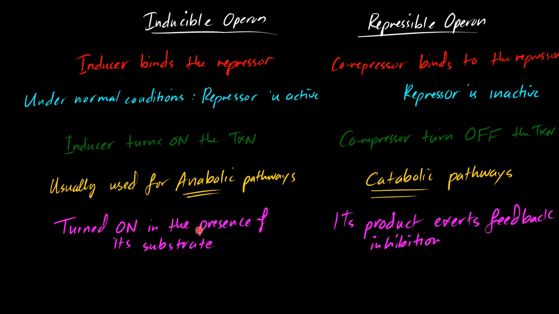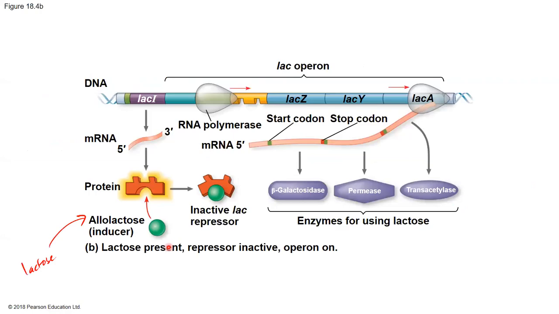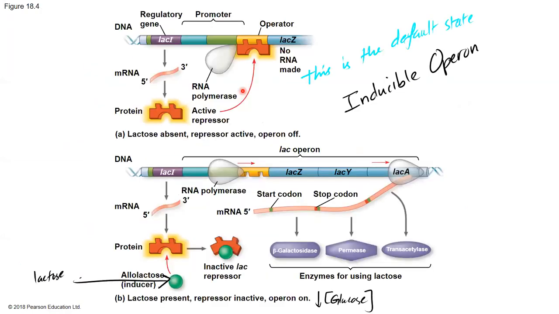So, turned on in the presence of its substrate. Remember that in the lac operon, the presence of its substrate, the lactose, turns on the operon. So the expression of this operon is turned on in the presence of the lactose, which is its substrate, because these enzymes use lactose as their substrate.